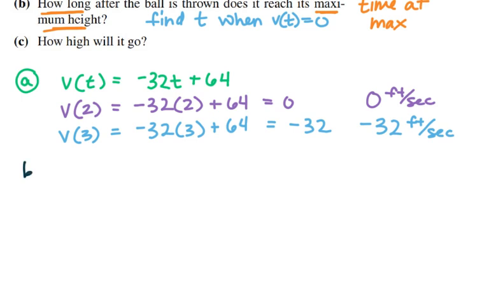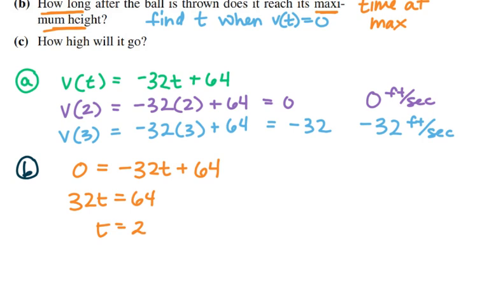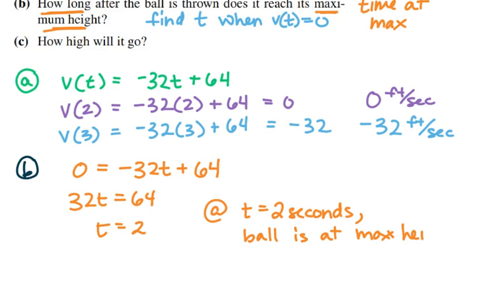Well, we already have our velocity function here. So v of t, if I let that equal 0, that is 0 equals negative 32t plus 64. This is easy for us to solve. That's 32t equals 64, or t equals 2. So this is at t equals 2 seconds. We know the ball is at its max height.